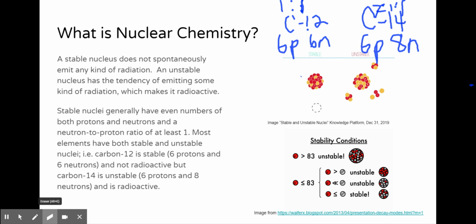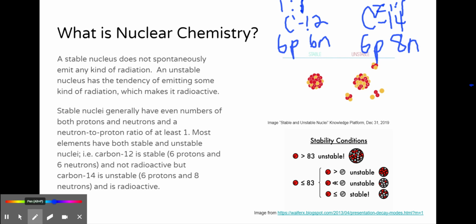The other thing I would like to discuss is the stability conditions. All atoms that are greater than number 83, so having 84 protons and above, are unstable. They are radioactive. They are constantly trying to get to a stable state and are emitting radiation.